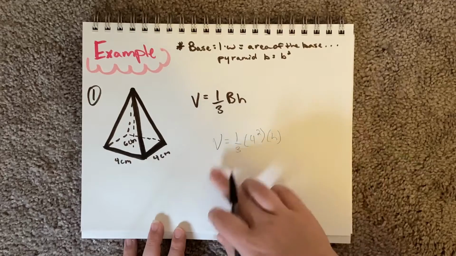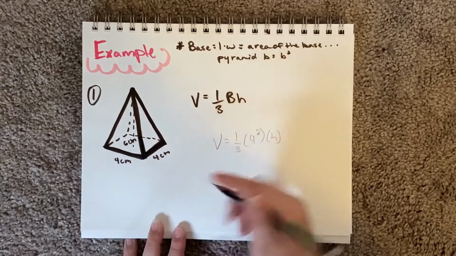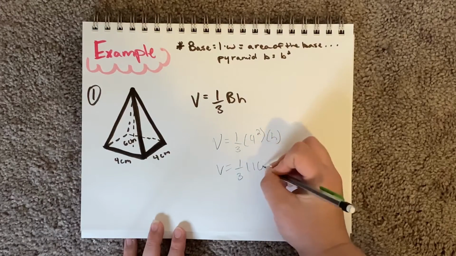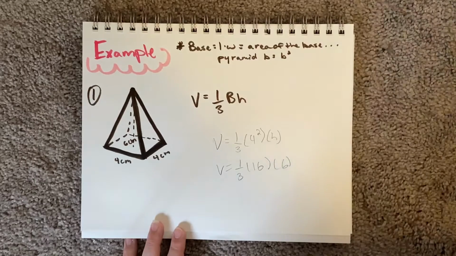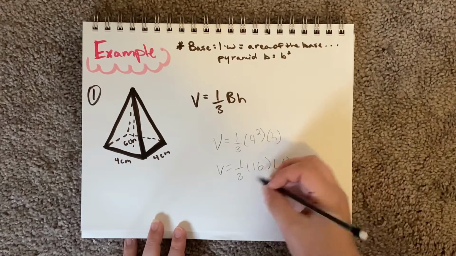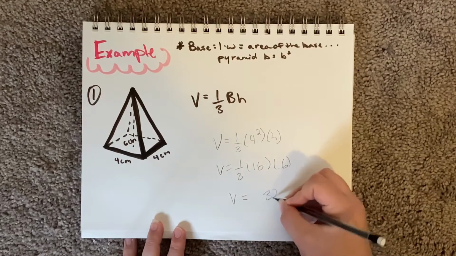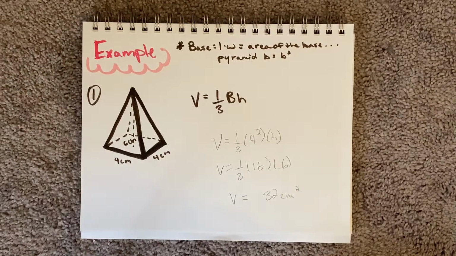And now we have to find our height. Now remember, our height is 6 centimeters right here. So V would be equal to 1/3 times 16, times our height, which is 6. And if we do our math, that would equal 32 centimeters squared. So our volume for this equation would be 32 centimeters squared.